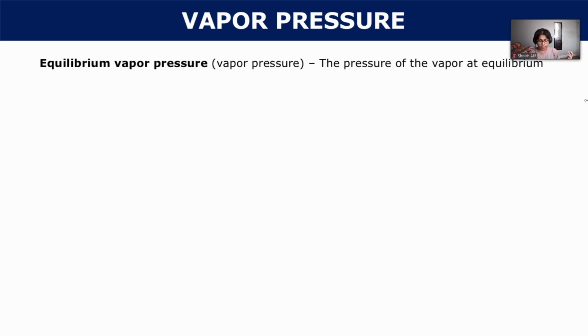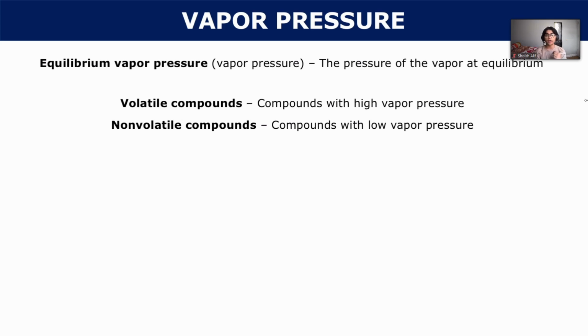And so the equilibrium vapor pressure is the pressure of that vapor at equilibrium. If you let that system go to completion, or equilibrium rather, the pressure that the water vapors create is going to be known as the equilibrium vapor pressure. And it's very commonly just referred to as just the vapor pressure. And so you have volatile compounds and non-volatile compounds. Volatile compounds are compounds with high vapor pressure.